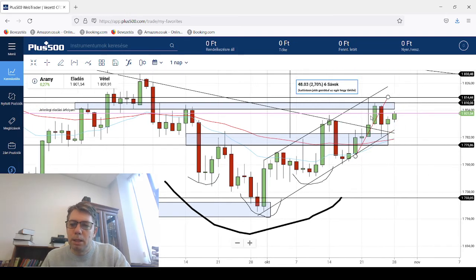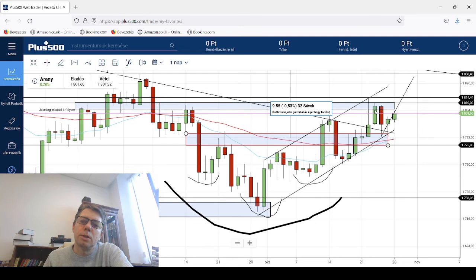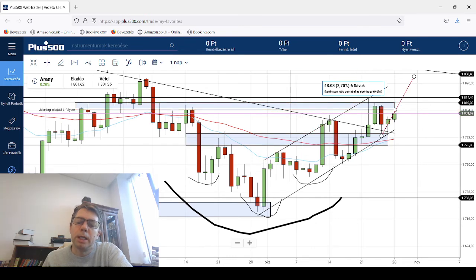And I see a flag formation here. This could be a flag formation, and we can measure the price target from the bottom to the top of the pole. Let's measure it again. And oops, I want to put it right there, something like that. And as you can see, we have a similar price target. We have 1830. So this pole, this flag pattern, is also pointing towards 1830.